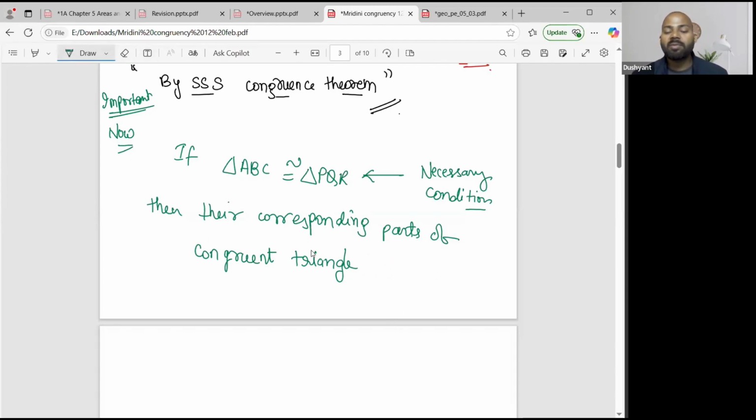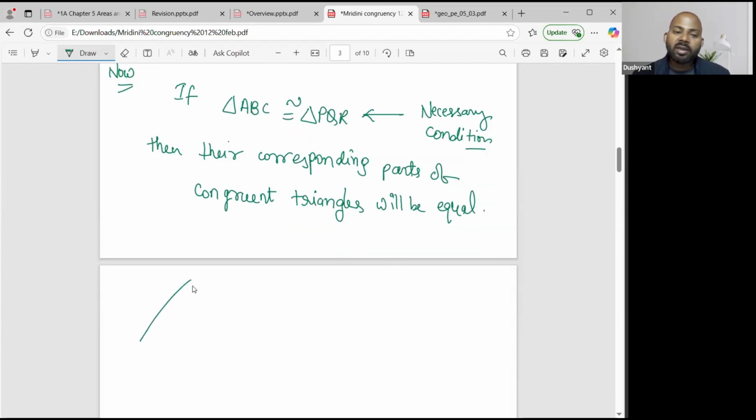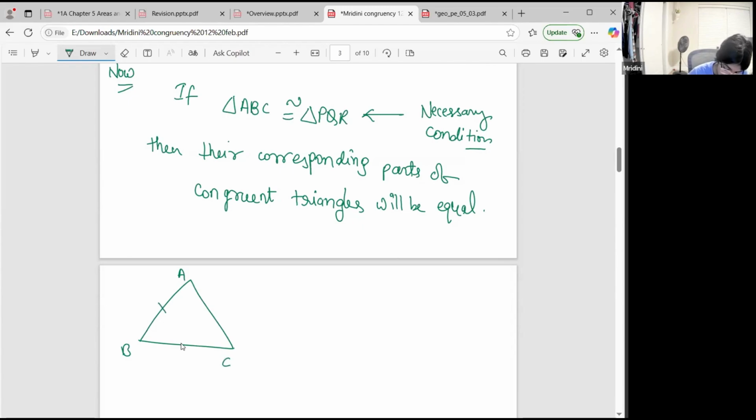Now we can discuss. Please ask your doubts, whatever is in your mind. So their corresponding parts of congruent triangles will be equal. What are corresponding parts? This is my triangle ABC. Wait, first I will write it down.